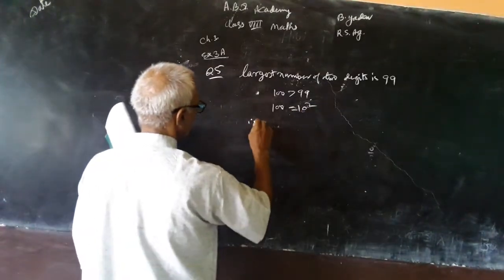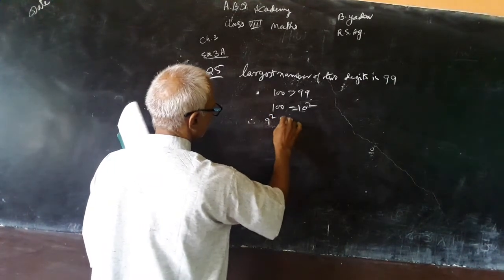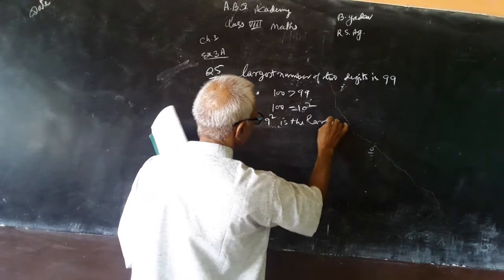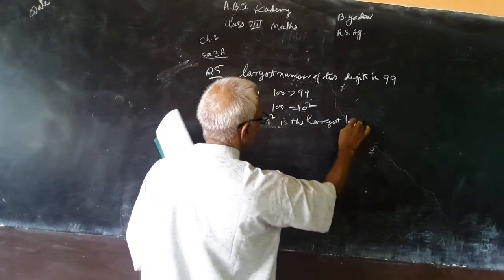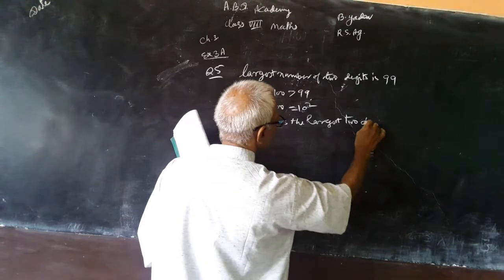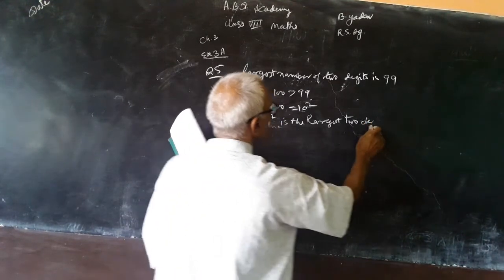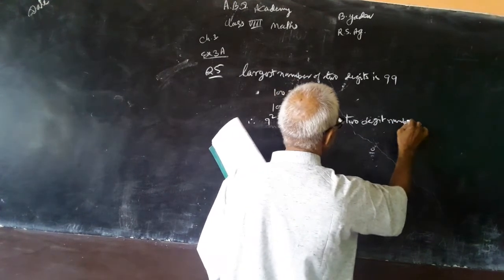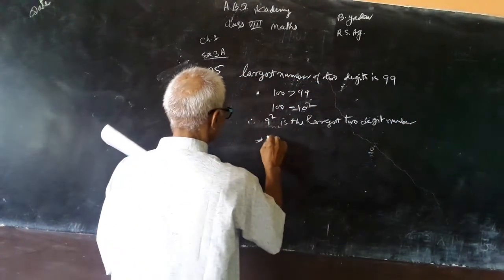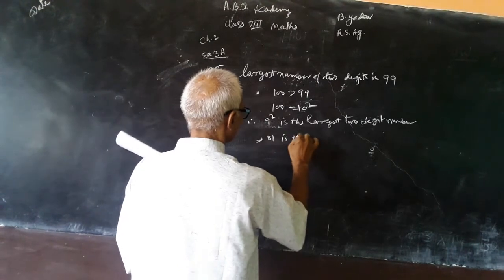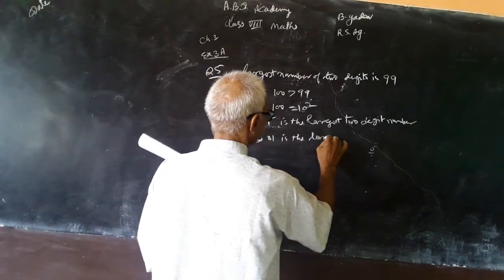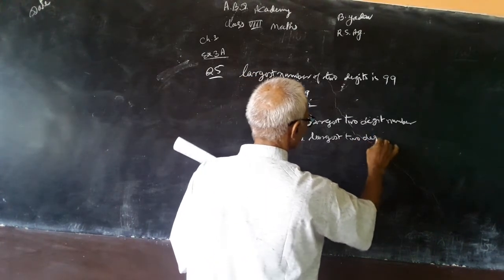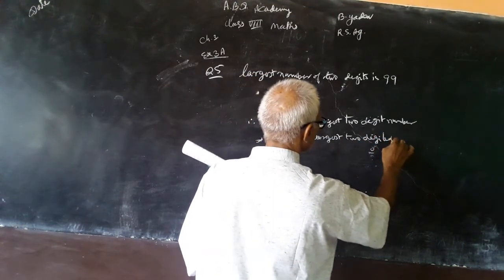Therefore, 9 square is the largest two digit number. That is, 81 is the largest two digit number.